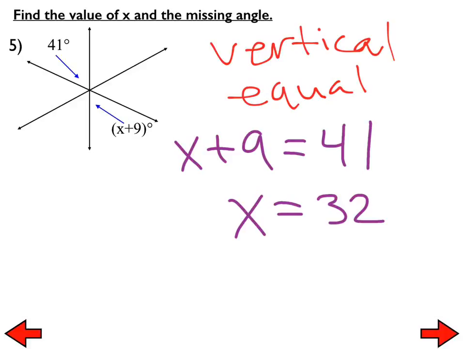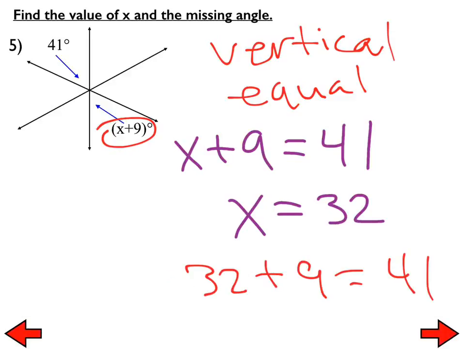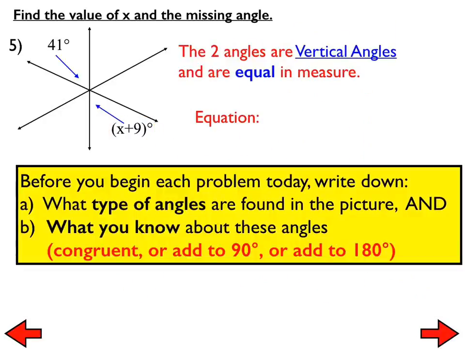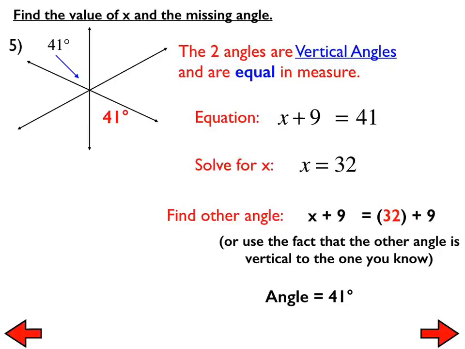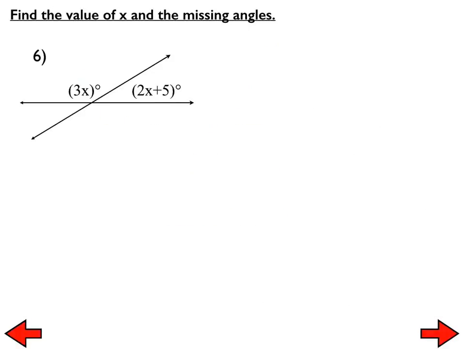And then plugging it into the angle, which was x plus 9. So 32 plus 9 is 41, which is what we expected. We know it's vertical, which means it should be 41. That's it. Vertical angles are really easy, right? Great. Let's look at number 6. What relationship is in this picture? Not vertical. Supplementary. Please write supplementary in your notes.